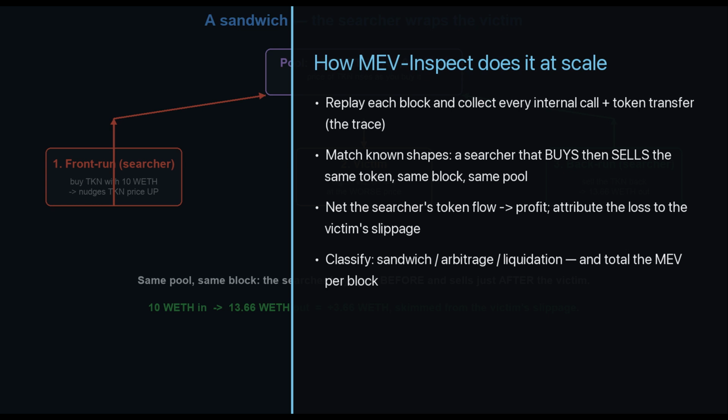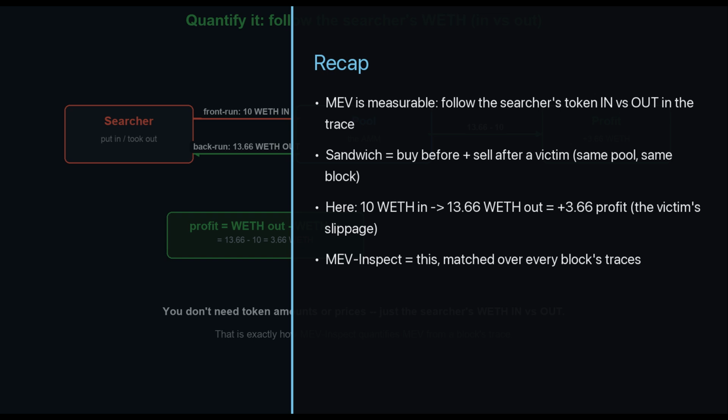MEV-Inspect replays every block, collects the full trace of internal calls and token transfers, and matches known shapes. A searcher that buys a token and then sells the same token in the same block around someone else's swap on the same pool is a sandwich. It nets the searcher's token flow to get the profit and attributes the matching loss to the victim's slippage. Do that for arbitrage and liquidations too, and you can total the MEV extracted from an entire block or an entire chain. It all rests on the one thing we just did by hand: follow the searcher's money in versus out. Quick recap: MEV isn't mysterious, it's measurable.